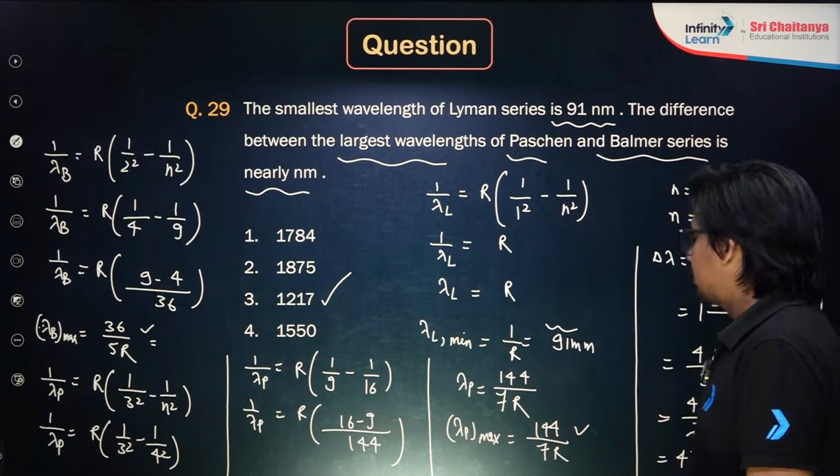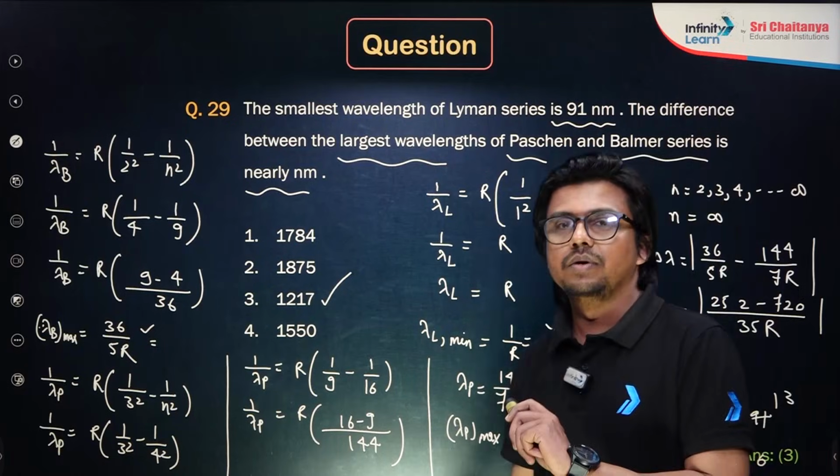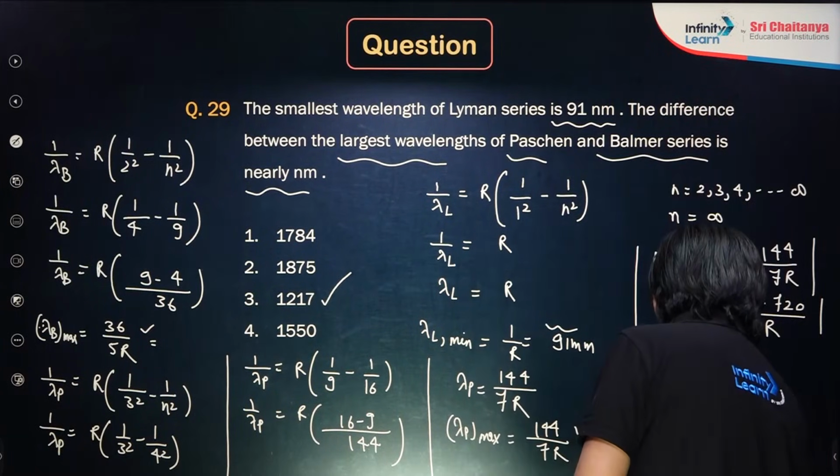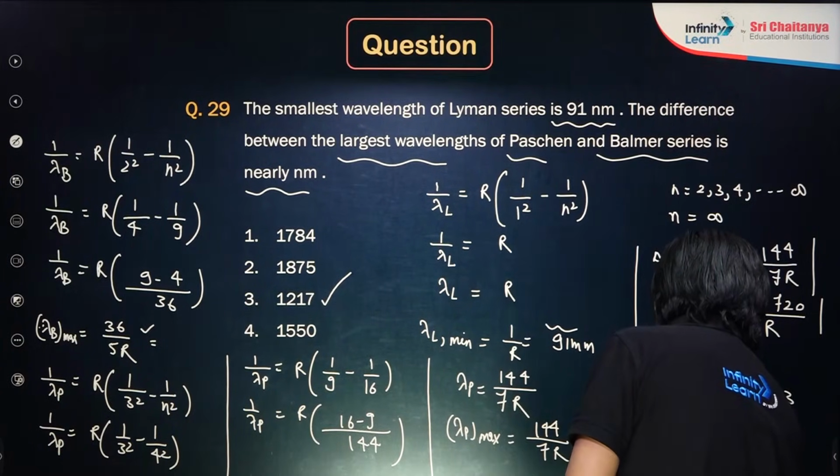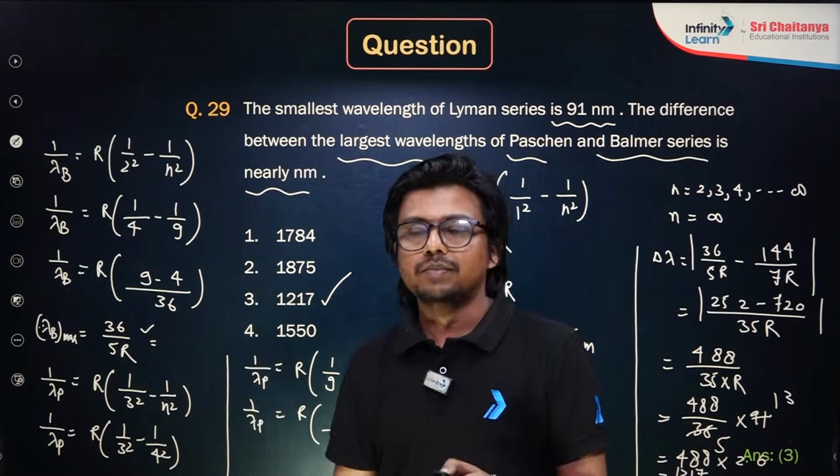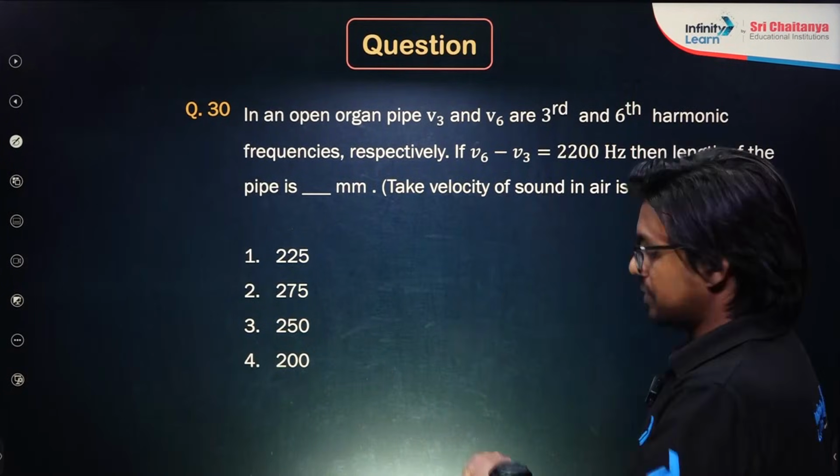The third one must be the answer for it, 1217. Without doing the actual calculation, you can guess the answer. 1217, that will be the answer of it. Now the next one.